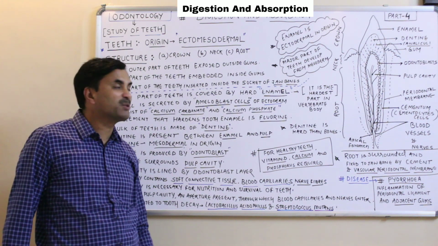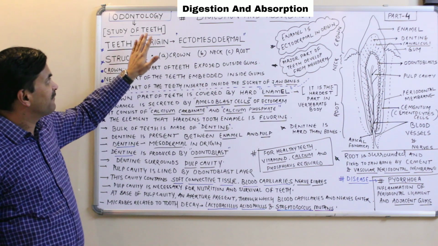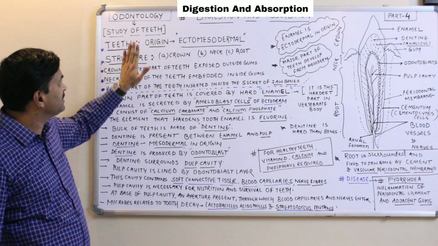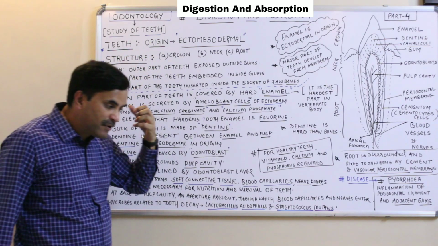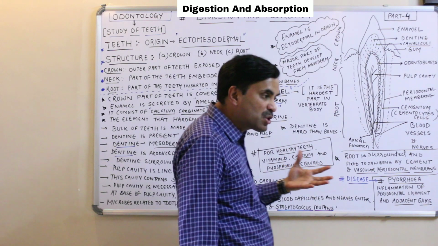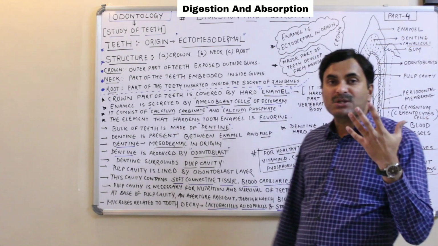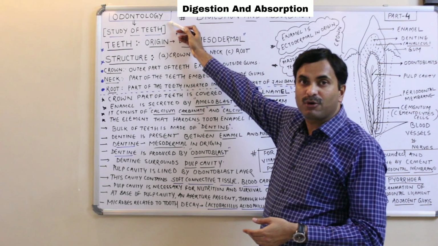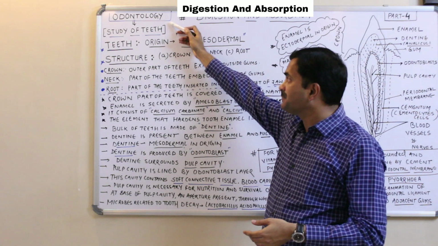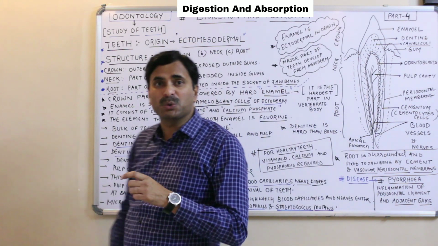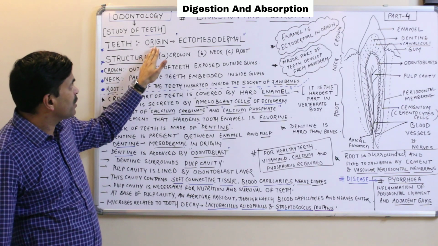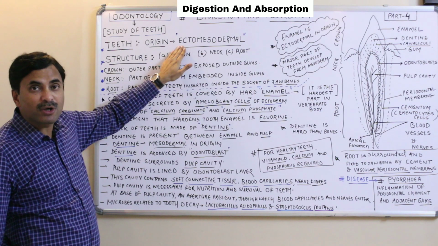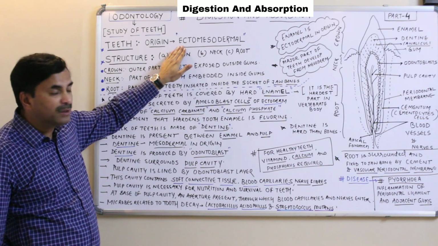Hello students, today we are going to study a very important part of the buccal cavity, and that is the teeth. The branch which deals with the study of the teeth is called odontology. Odontology. And you must know that the origin of the teeth is ectomesodermal.